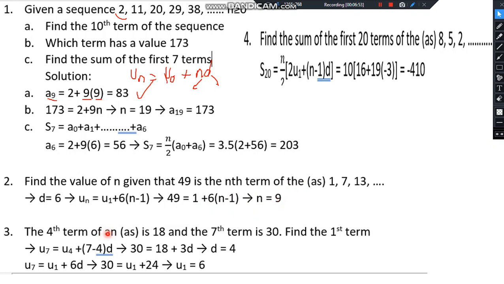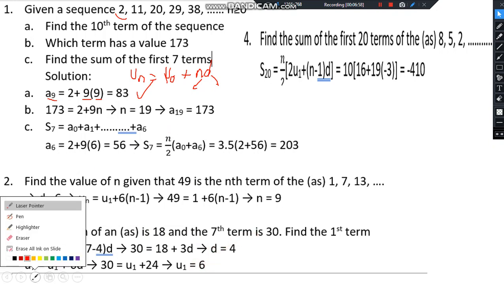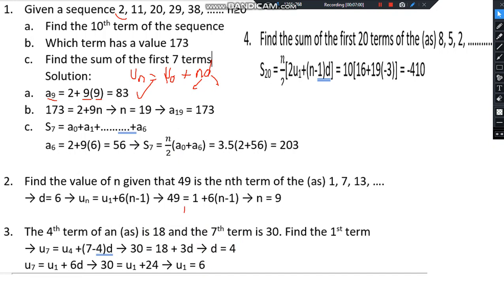The 4th term of an arithmetical sequence is 18, and the 7th term is 30. So if I want to put the relation, in u7, I can put u4. If you put u4, what do you do? It will be plus 7 minus 4, which is 3d, as you can see here. So u7 is 30, u4 is 18, 3d, so d is 4. Since d is 4, if you want to find the first term, you can use u7. u7 equals u1 plus 6d, and you can get u1 in that case.